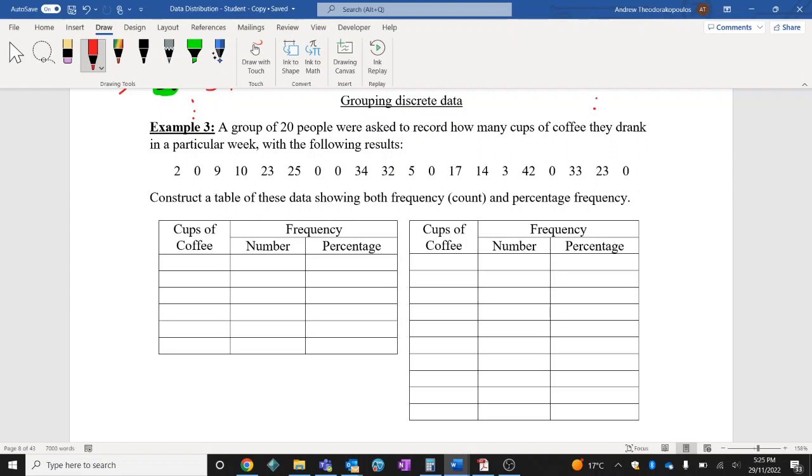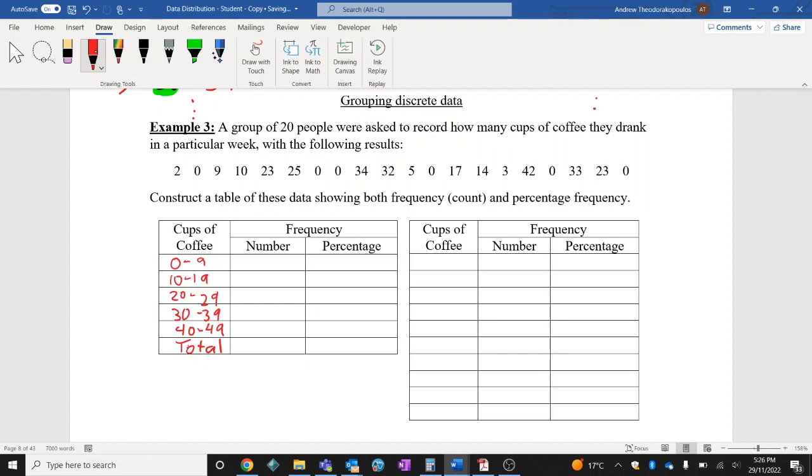Okay, so for the first group, actually groups of 10, sorry. First group would be from 0 to 9, then 10 to 19, then 20 to 29, 30 to 39, and 40 to 49. And then in your last row, put the word total. So let's do the first one together.